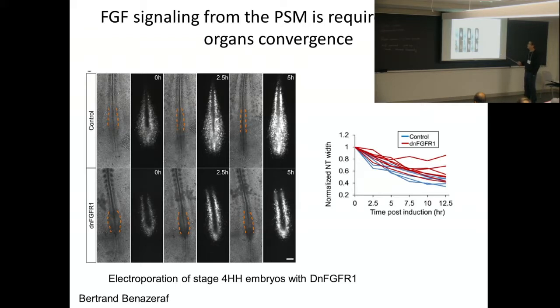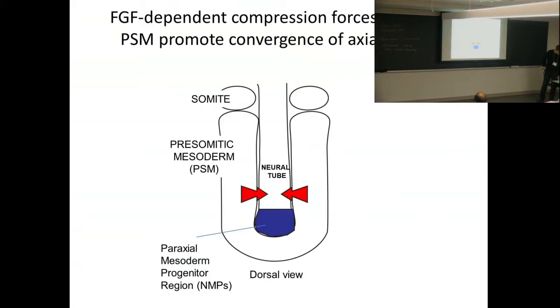So then Feng Shu went back to some old data from Bertrand, where they had overexpressed various constructs to interfere with FGF signaling. What he could find in this context is that in embryos in which you overexpress a dominant negative FGF receptor, for instance, there is a defect in the convergence of the axial organs. That is, the neural tube remains larger when you block FGF functions, suggesting that the compressive forces that I just described are likely to be downstream of FGF signaling and probably related to the gradient that I just discussed.